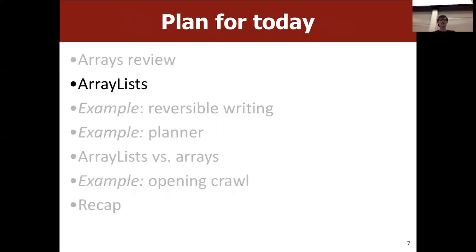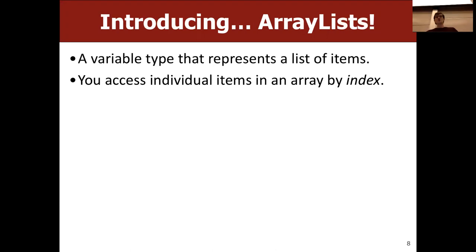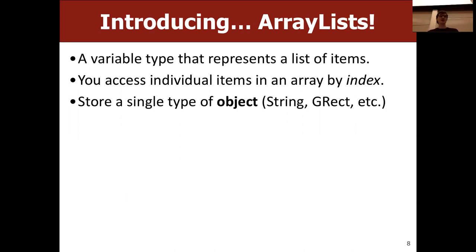So, transitioning to ArrayLists. ArrayLists are exactly the same as arrays in that they're a variable type that represents a list of items. You can access individual items in an ArrayList by index, right? And it stores a single type of object. You'll notice the word object is bolded. We'll get to that a little bit later as one of the limitations of ArrayList. So there's really no perfect world here. But you store a single type of thing, just like for arrays.